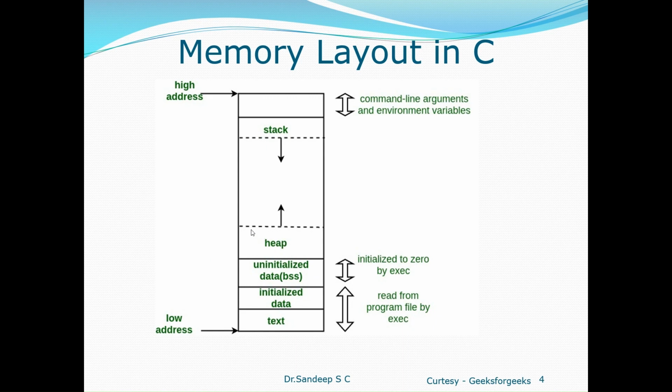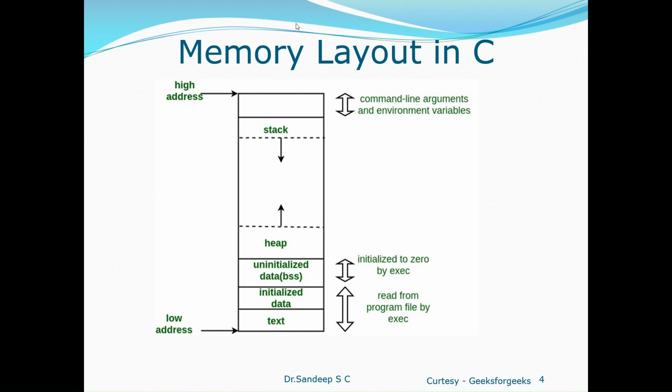Then we have the heap segment, which is used for all our dynamic memory allocations. Whenever we want memory to be allocated during runtime, all that runtime memory will be taken from the heap memory. And then from the top, we have command line arguments and environment variables. Command line arguments are the arguments sent to the main function. We'll discuss that in detail in the coming sessions.